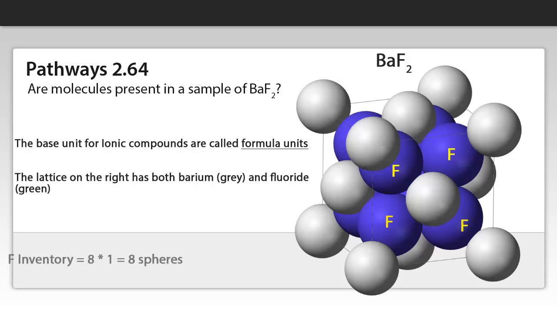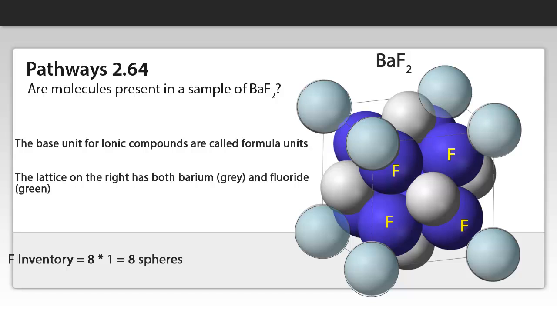Looks like there's 4 on the top, 4 on the bottom. That makes a total of 8 as far as I can count. So 4 on the top, 4 on the bottom. Now, those fluorides, those spheres, are completely contained within this one unit cell, as chemists call it. They belong completely to this one unit cell. So there's 8 fluorides within the unit cell. We'll get back to that later.